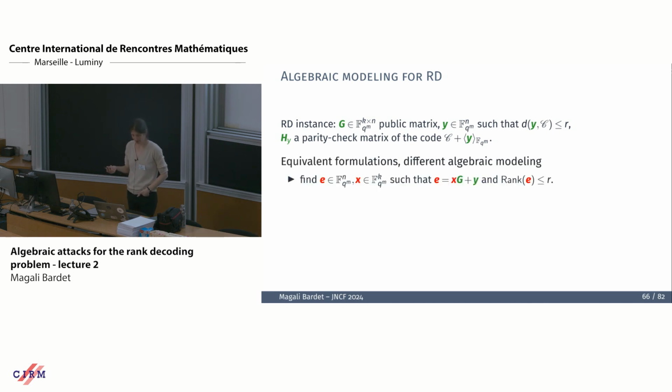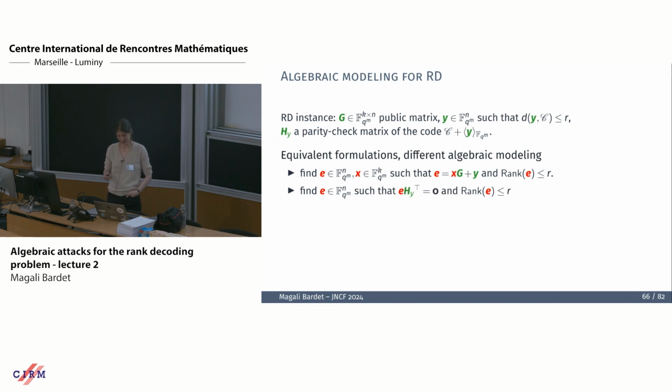So the first formulation is what I wrote before: you are looking for E, which is xG plus Y, and the rank is small. But this is not algebraic, and I have two sets of variables. I can just remove one set of variables by multiplying by this parity check matrix. And I have just one set of variables and this constraint that I want to write algebraically. And it's what I wrote before.